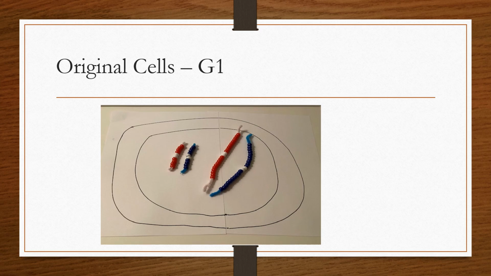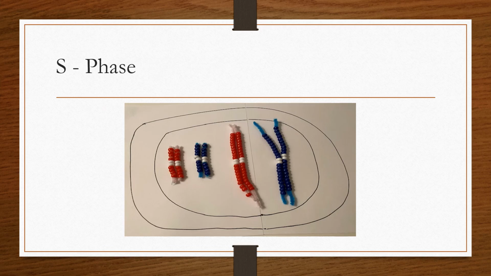All of this is in G1. The cells are doing regular cell jobs. What comes after G1 is S phase. What happens in this phase? Everything doubles. As you can see here, everything is doubled. All the chromosomes replicate.